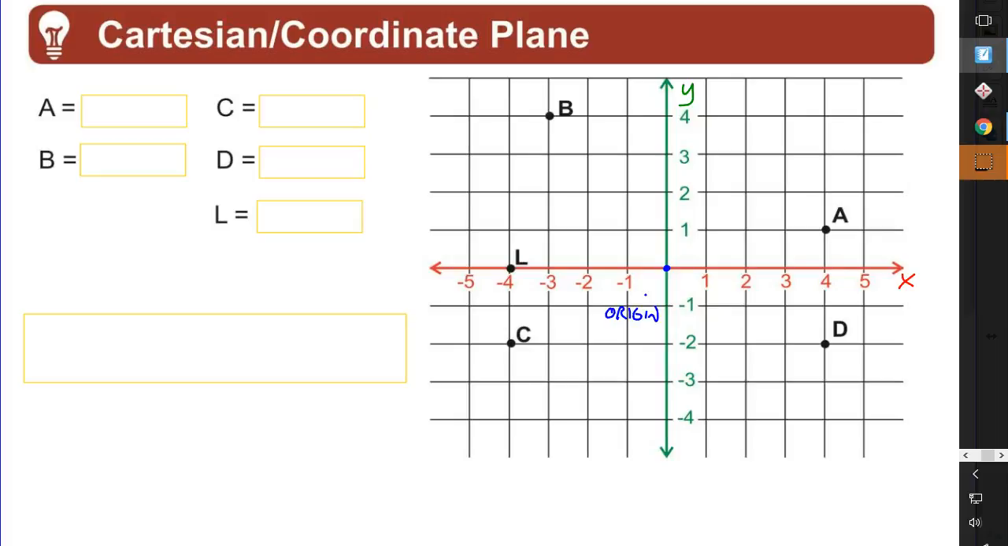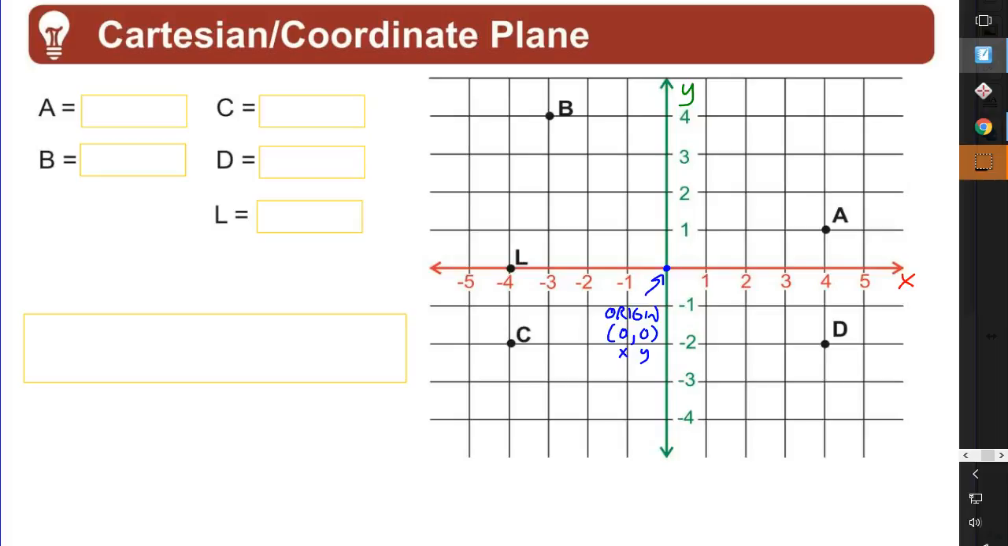The origin. Now, every point can be located in the Cartesian plane by a set of coordinates. The first coordinate corresponds to the x, and the second coordinate corresponds to the y. This is called an ordered pair because there's an order. X comes first and y comes second. The horizontal coordinate comes first. The vertical coordinate comes second.